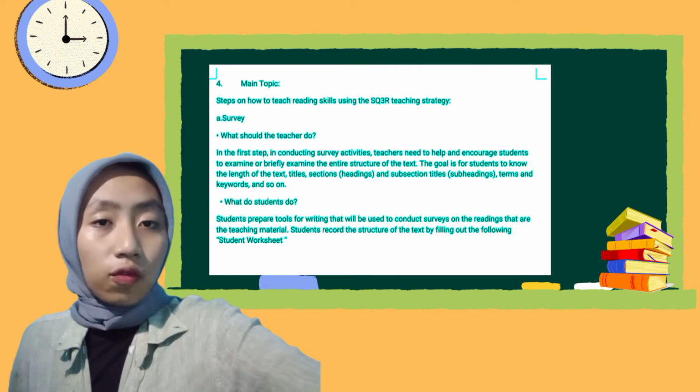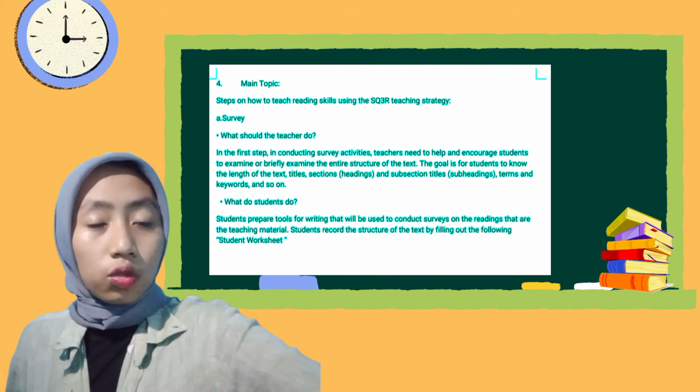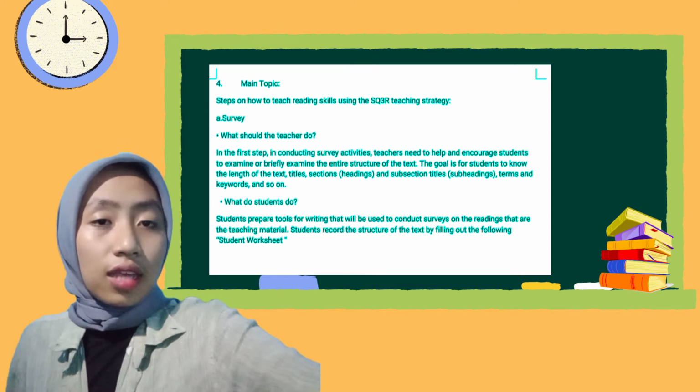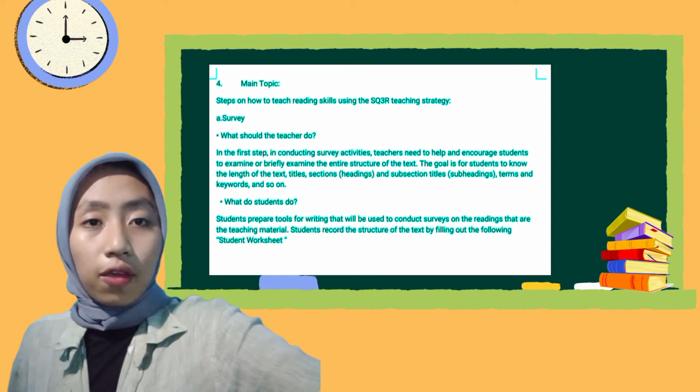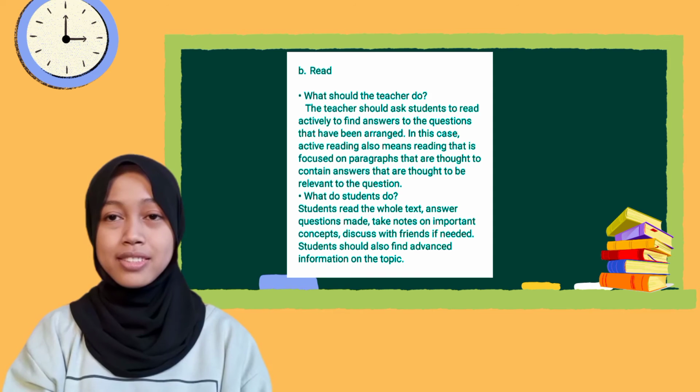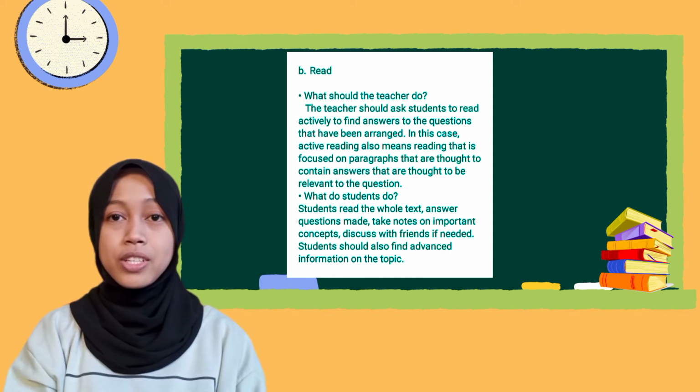Students can write 5 questions that are relevant to the reading text given. Because the author is guided, the number of questions depends on the length of the text and the students' ability to understand the text being studied. At this stage, each student can make 5 questions as suggested. Read. What should the teacher do?